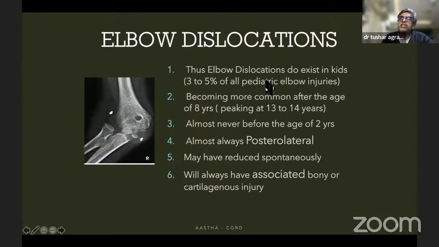Summarizing, elbow dislocation exists in children. They become common after 8 years of age, which is a very important point. It's rarely seen before 8 years of age, and they peak between 13 and 14. They will never occur before the age of 2 years. Age is very important. So if you get a younger child, be very wary before you say it's a neglected elbow dislocation. It's almost always posterolateral.